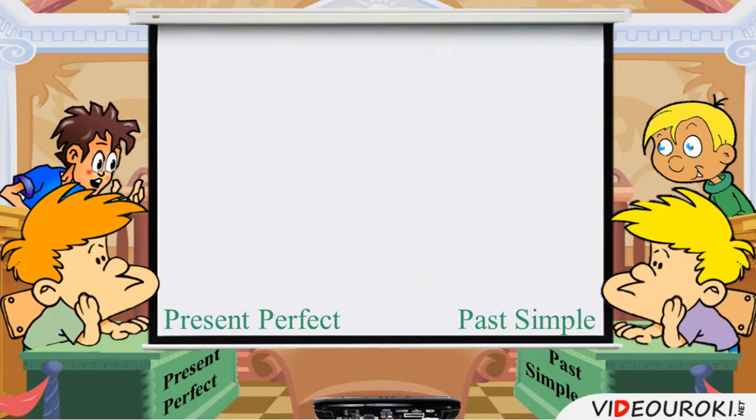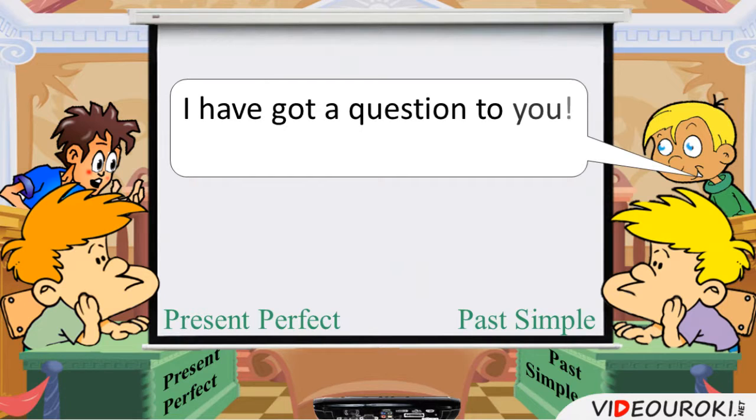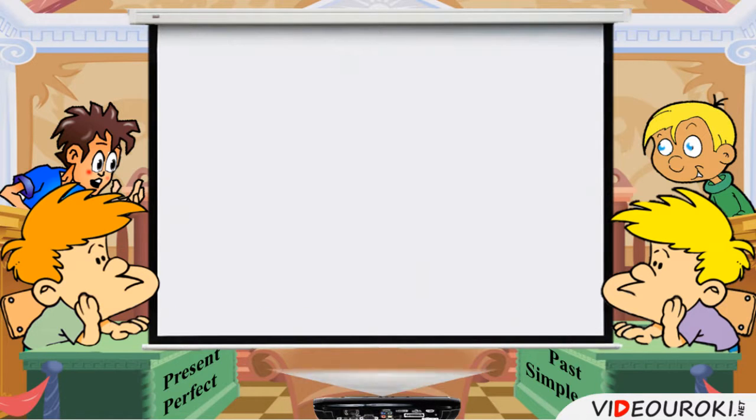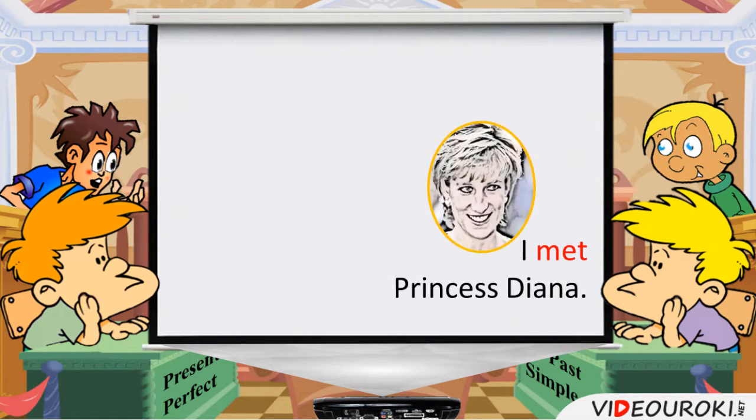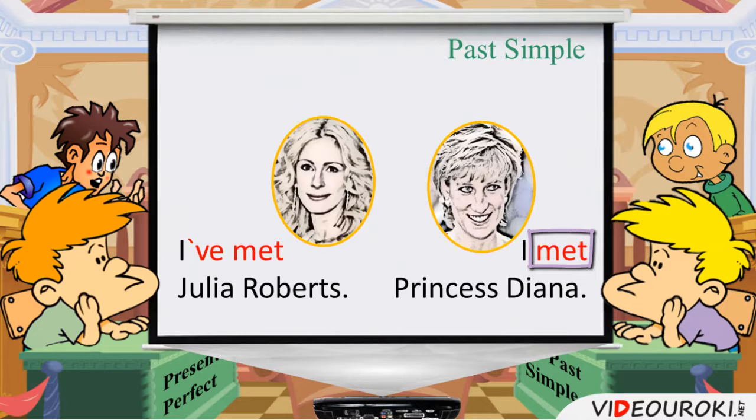I have got a question to you. Look, I met Princess Diana. Я встретил принцессу Диану. Here we use the past simple tense. Met. I've met Julia Roberts. Я встретил Джулию Робертс. The present perfect tense is used. What is the difference? They're absolutely the same. В чем же разница? Они ведь абсолютно одинаковые.